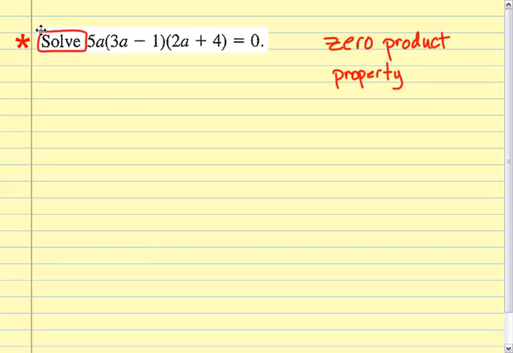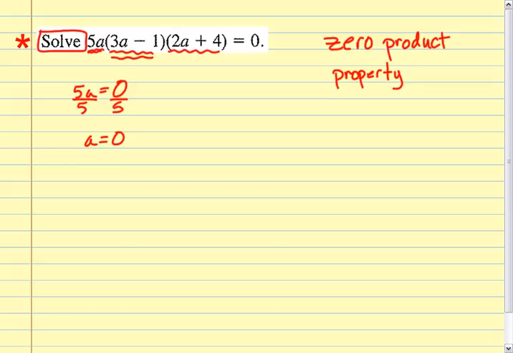Okay? So now when I look at this problem, I've got 3 things that are being multiplied. And when I multiply them, I get 0. So that means if this thing equals 0, then the whole thing equals 0, and it's true. Well, what makes 5a equal 0? Well, let's just solve for a. Divide both sides by 5, and we get a is equal to 0. Okay, so that's one thing that would make this whole thing equal 0.